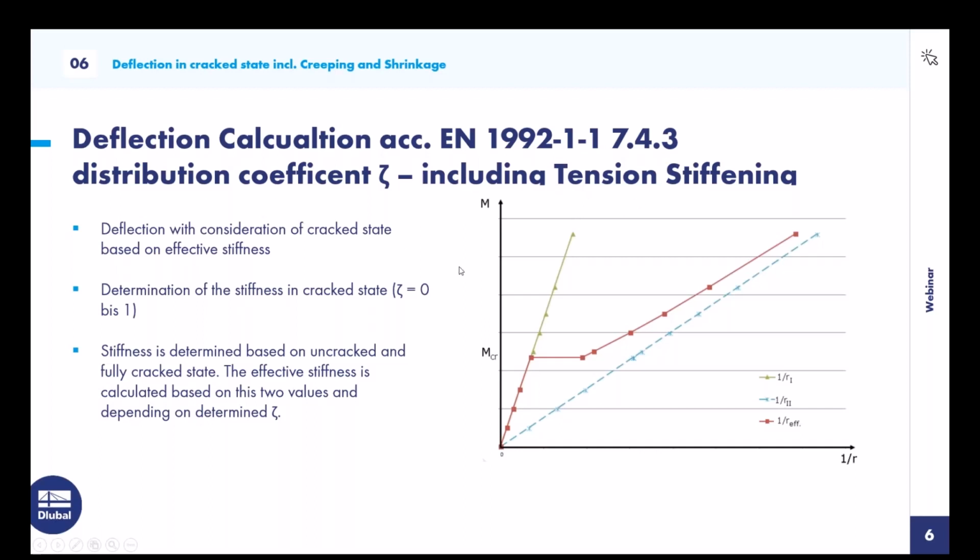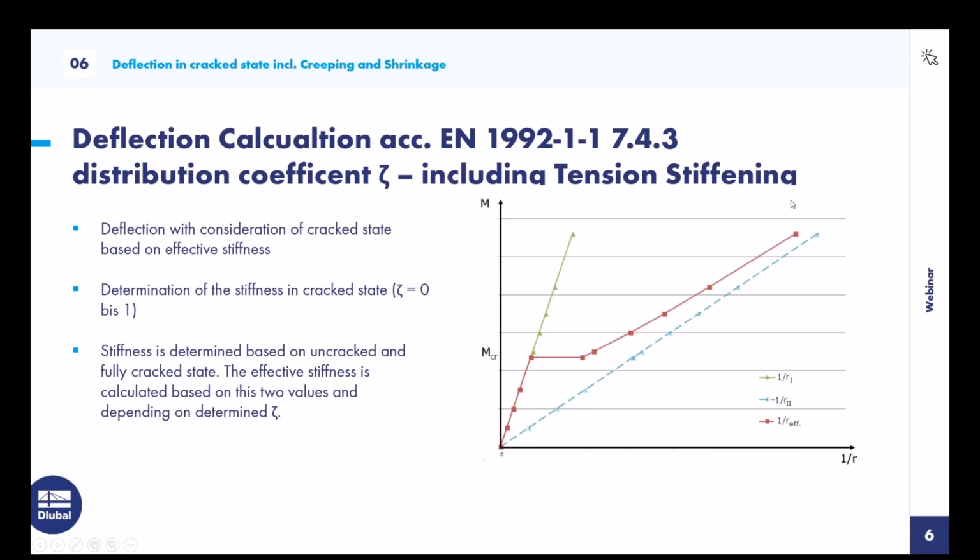So this means there's not only the completely uncracked or completely cracked state, there's a state in between. So the deflection is calculated based on an effective stiffness. This means this distribution coefficient could not be only 0 or 1. It could have every value between 0 and 1. And based on this distribution coefficient, the stiffness is determined. This coefficient is depending on the load and the height of the load. So we have a state between completely cracked and uncracked here. Yeah. So this is our default setting.